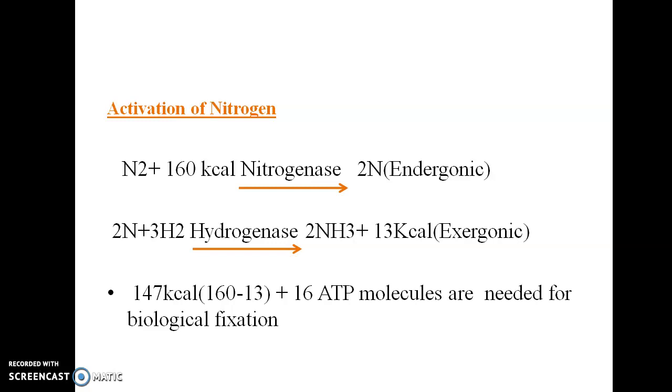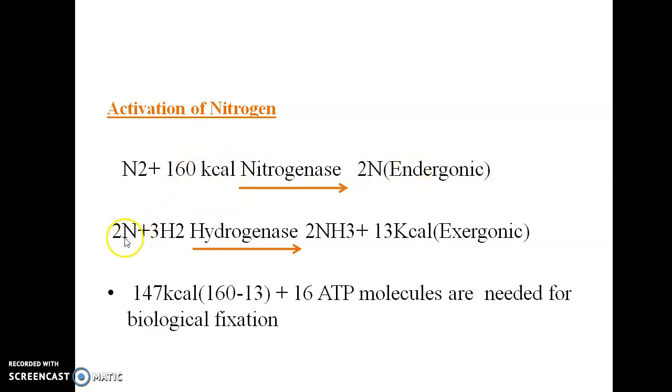Then what actually happens during this biological nitrogen fixation? First of all, we have to activate the molecular nitrogen, right? In biological nitrogen fixation, the molecular nitrogen is activated by providing high energy, and this activation is done by two different enzymes dwelling in the body of these microorganisms, that is nitrogenase and hydrogenase. The nitrogenase will convert the molecular nitrogen into two nitrogen atoms, and this reaction requires a high amount of energy, so this is an endergonic reaction.